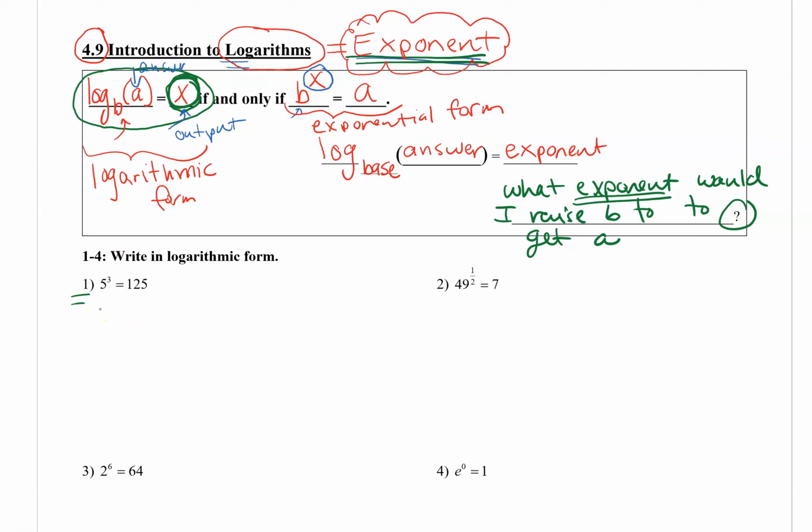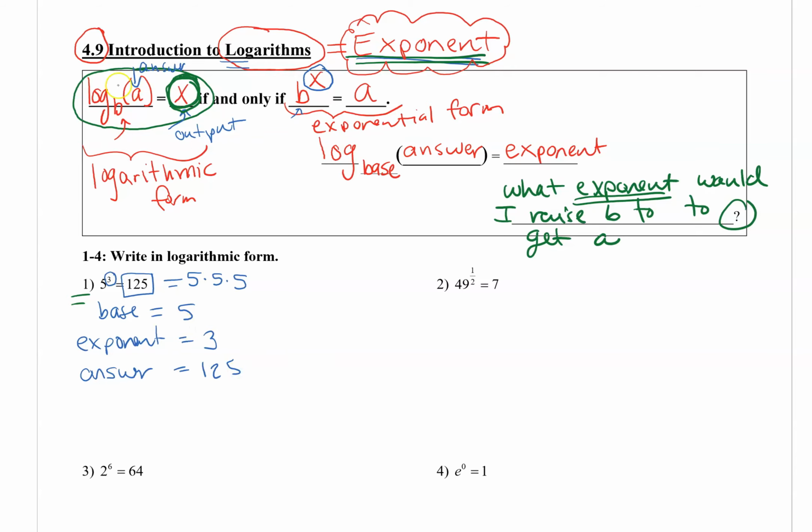In example 1, I can see from this exponential expression that my base is equal to 5. 5 is the thing that I'm raising to a power, so that's my base. I can see that my power, or my exponent, is 3. So I'm raising 5 to the power of 3. And then I can see that when I do that, when I do 5 times 5 times 5, the answer is 125.